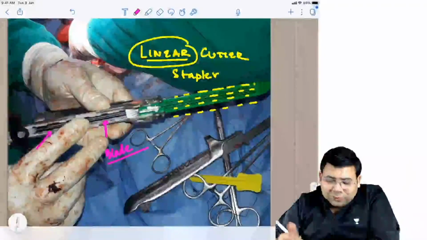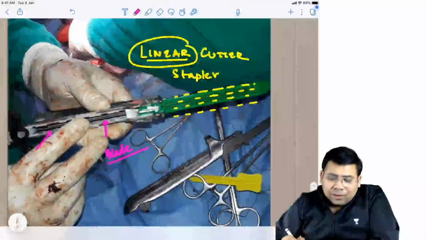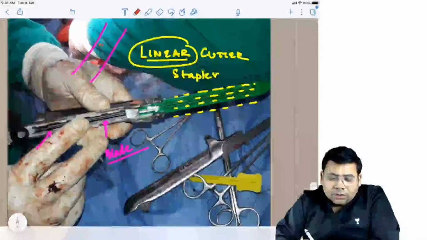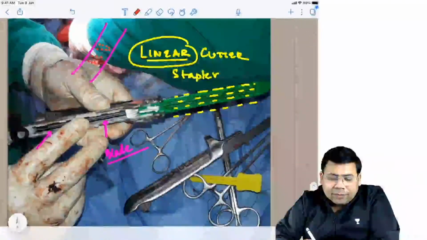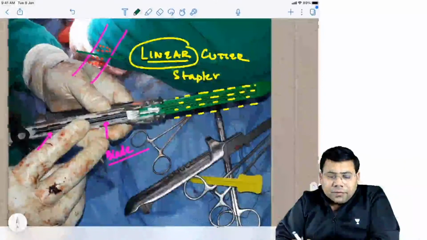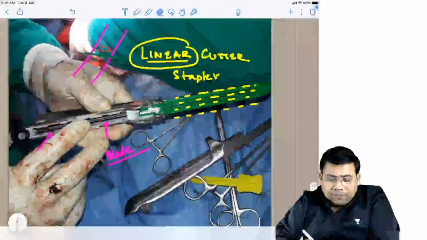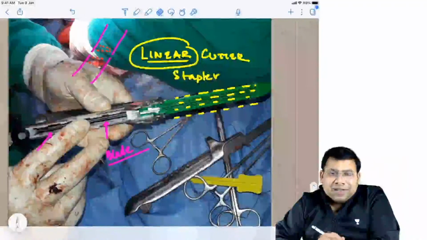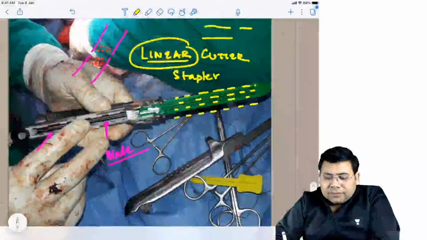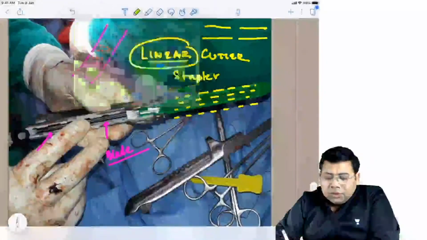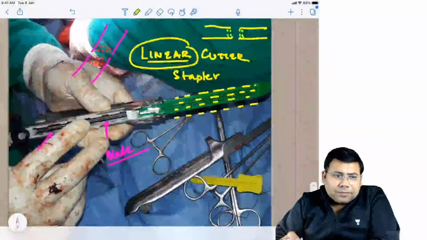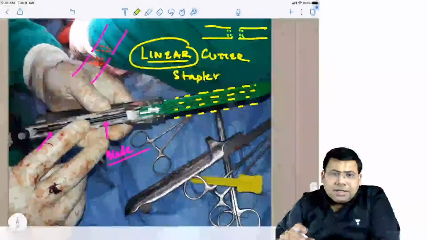So, why is it known as a linear cutter? Because suppose you fire a linear cutter, 2 rows of pins on each side will be fired, and then a blade will fire and divide it in between. So not only does it cut, it will also simultaneously seal. That means it will seal with the staples. So this is what a linear cutter is.